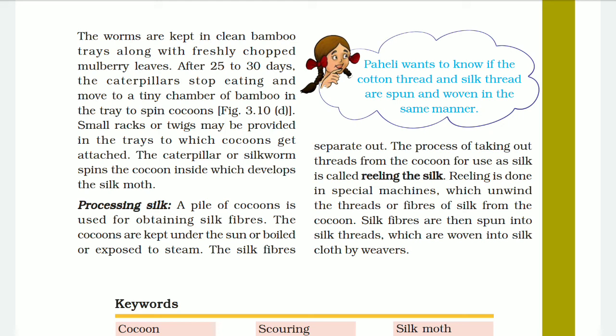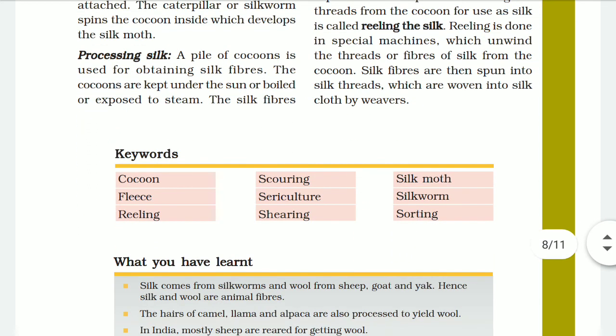So once the cocoon is ready, it is boiled in hot water, and then it is used to obtain the silk fiber. This is called reeling the silk, and is done to produce silk clothes. End of the chapter.